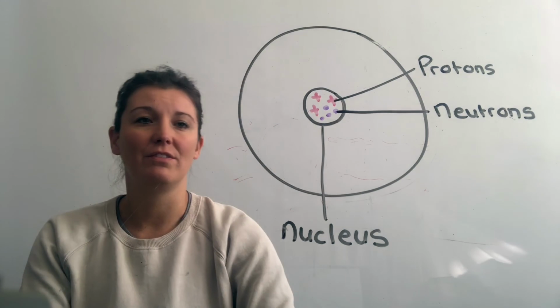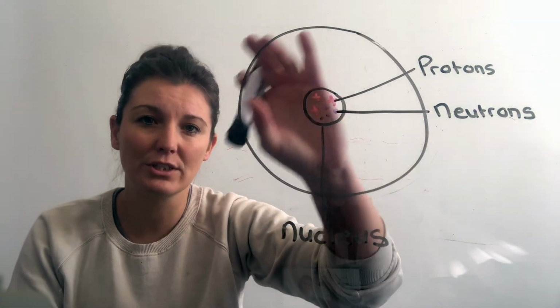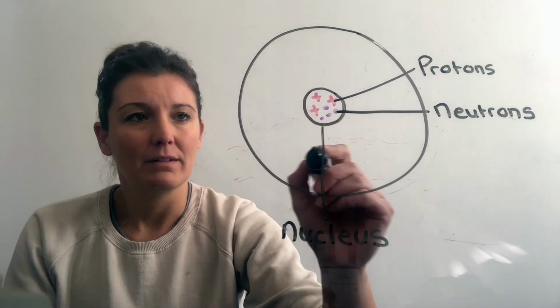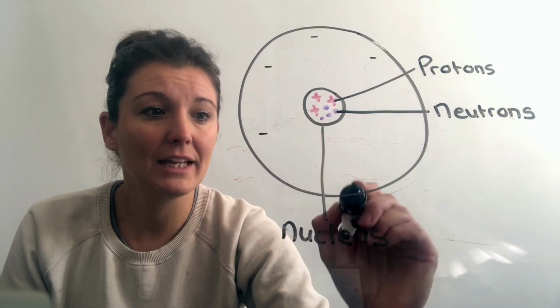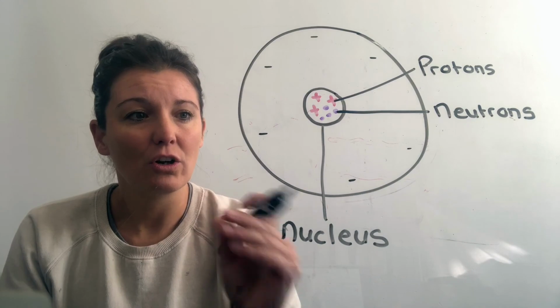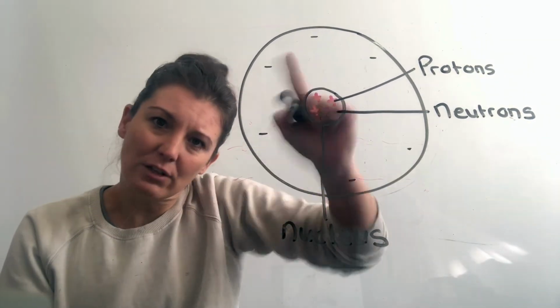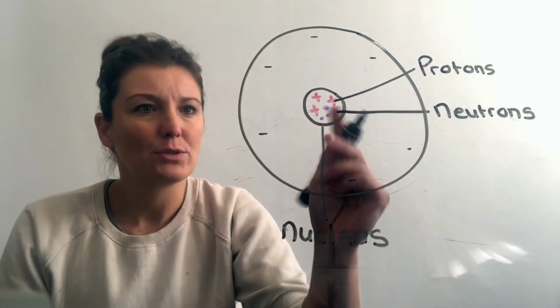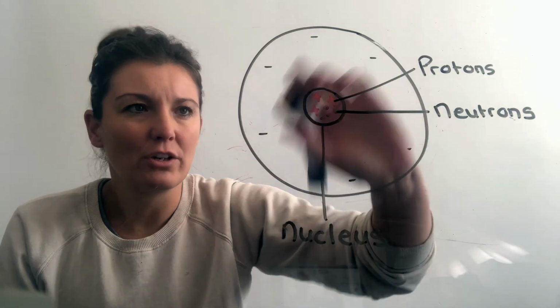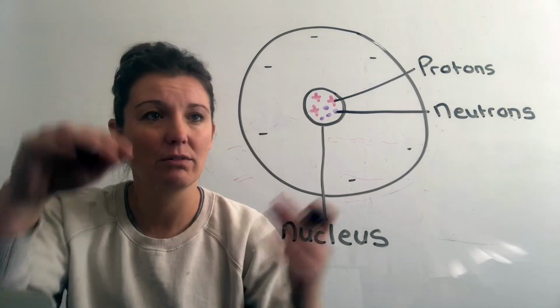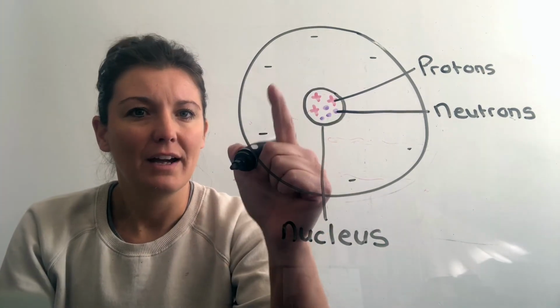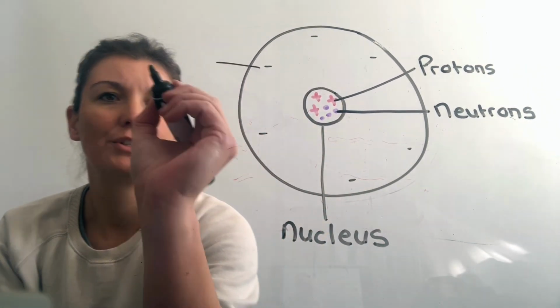Then what we have on the outside, and because there's so much room, there's little particles that move around that are negatively charged, and they have a lot of energy. So they are spinning around really, really fast, and that's why there's a lot of room, because all these particles are moving and spinning without bumping into each other. And they are called electrons.